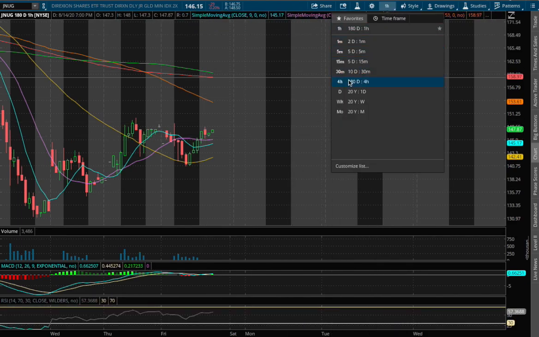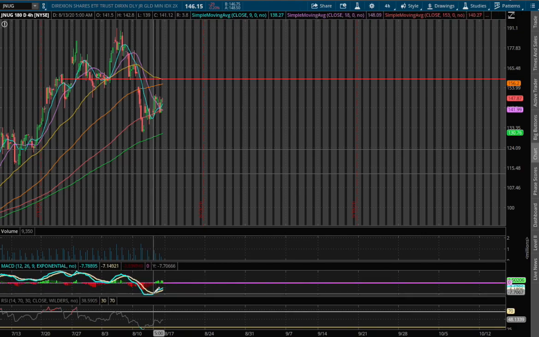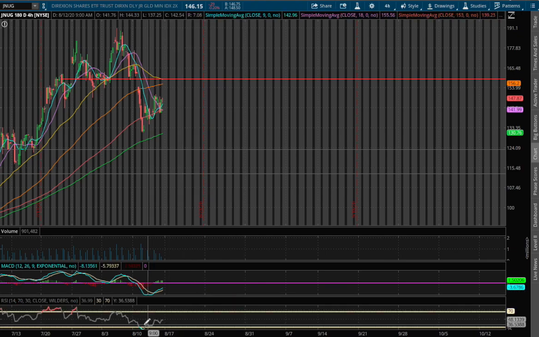If we examine that onto the 4 hour chart, at the moment we are resting along the 150 moving average, this red line, and we see a convergence on a negative MACD on the 4 hour chart after touching oversold RSI back in August 10th.